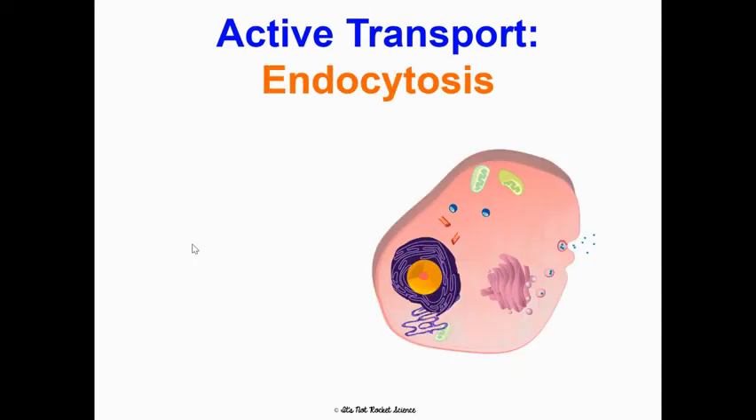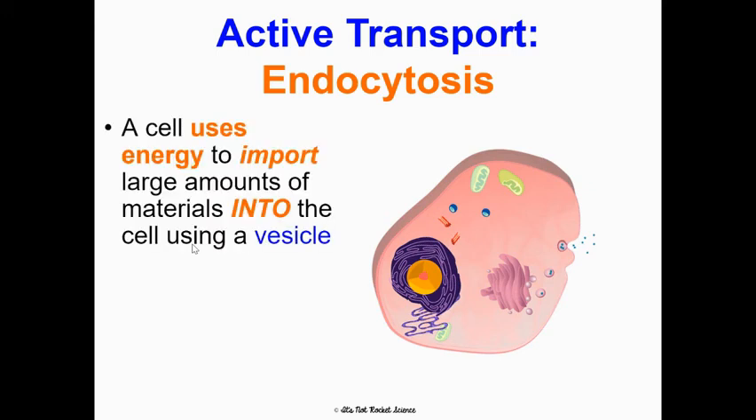Now, I mentioned that sometimes the reason a cell has to move things using energy has nothing to do with the concentration gradient either way. Sometimes a cell is just plain too big to go. And this is where a cell uses energy to import large amounts of material into the cell using a vesicle. So remember talking about vesicles when we talked about cells and organelles. Now here's part of their job.